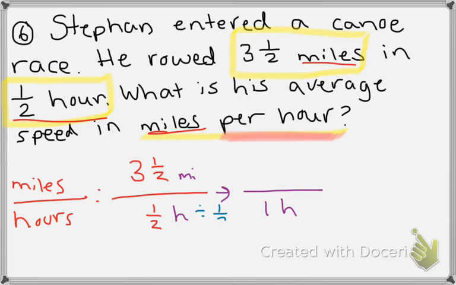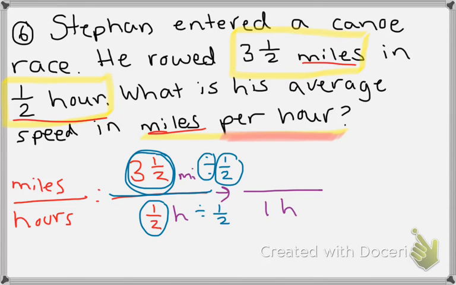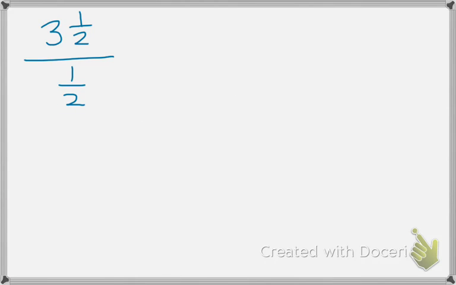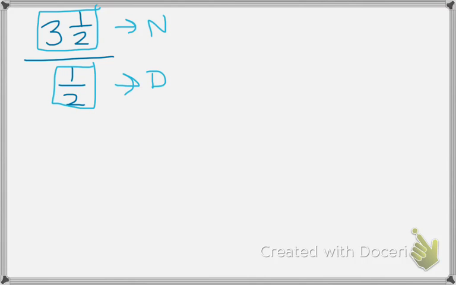Divide by a half. Whatever you do to the bottom, you do to the top. Isn't that the same thing? 3.5 divided by 1/2. Same thing. So now let's rewrite it on a different page. So we have our complex fraction. First step, identify numerator, identify denominator. 3.5 is our numerator, 1/2 is our denominator. We're going to write it out just like we say it.